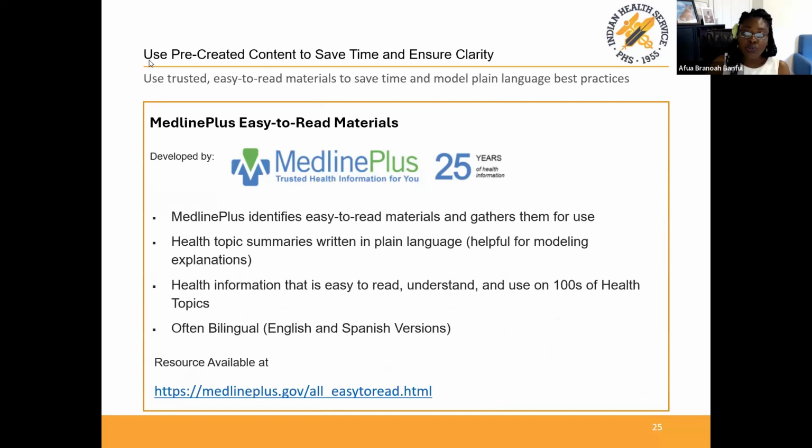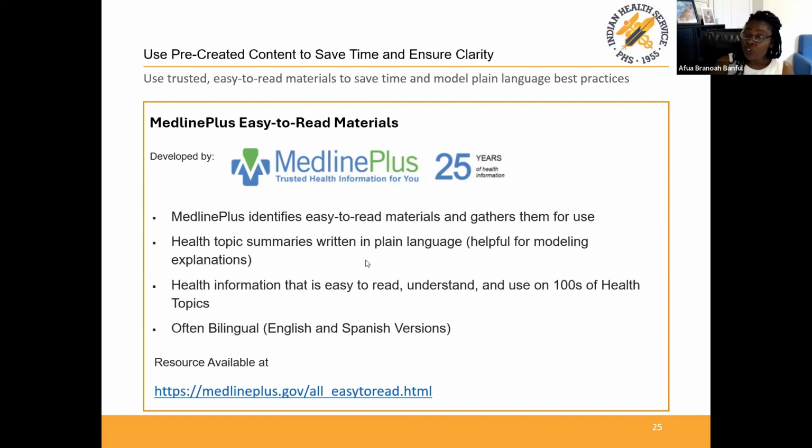Another option is to use pre-created content, right? Medline is a place that has gathered easy to read materials so that it's in one place. There are health topics where the starting information is there, and they have been thoughtful about using plain language.